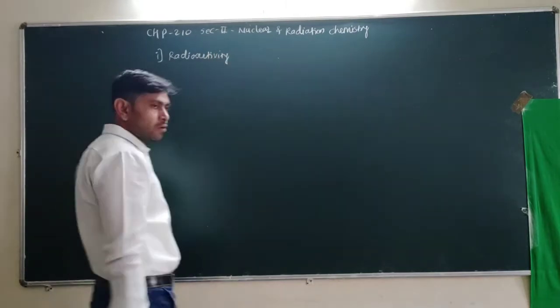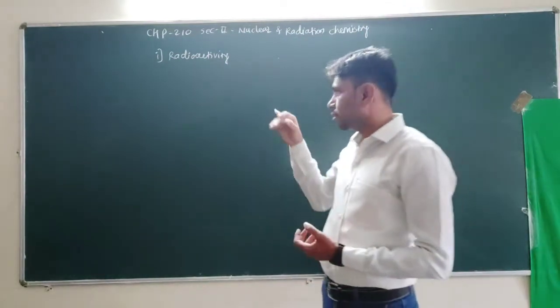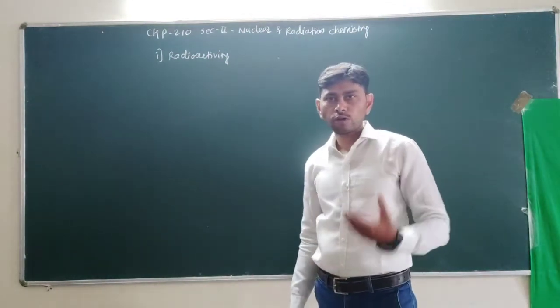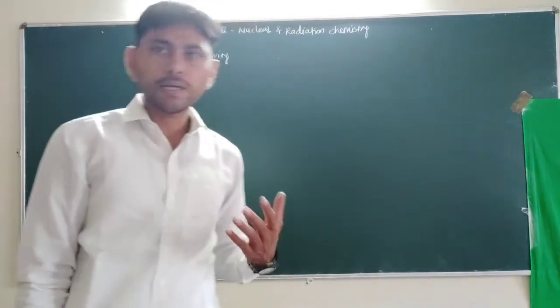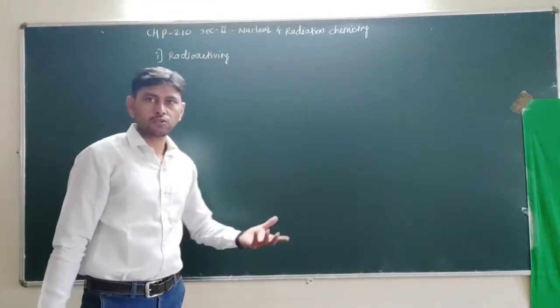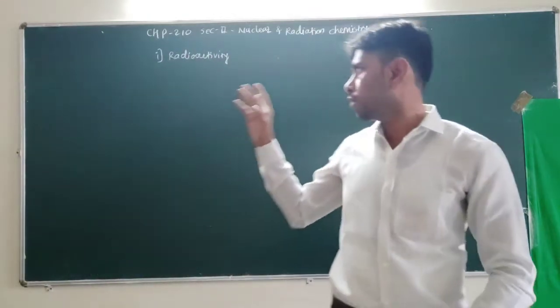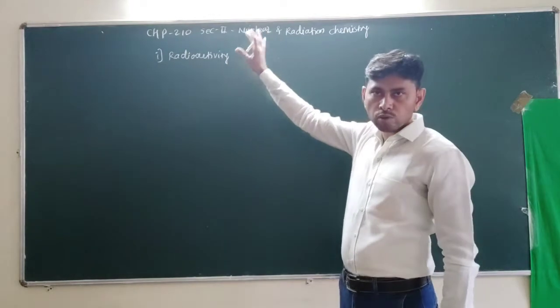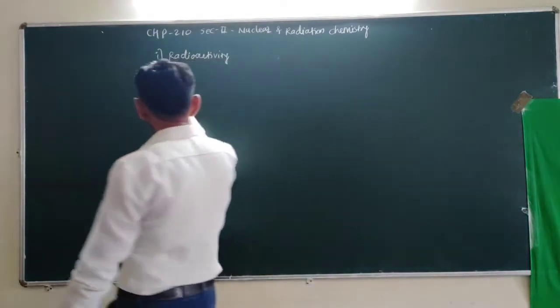This is an introductory topic in which we have to study how radioactivity is discovered, what are radioactive elements, what are the types of radioactive decay, the decay schemes, and what are the characteristics of radioactive decay. All these basic topics related to radioactivity and nuclear chemistry we have to discuss in this topic. The second is the elements of radiation chemistry.